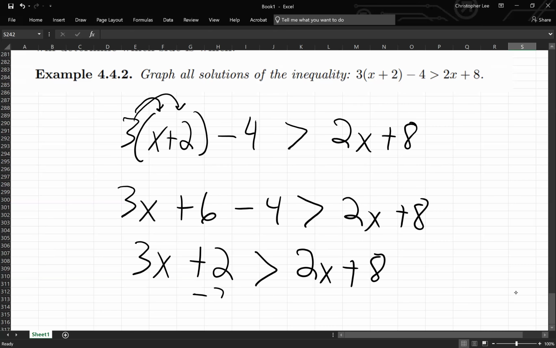Subtract 2 on both sides. Subtract 2X on both sides.